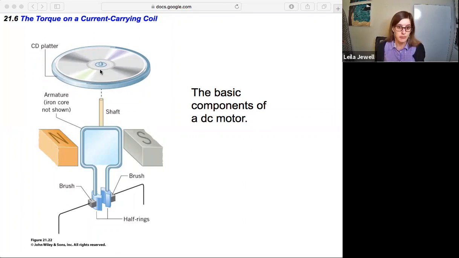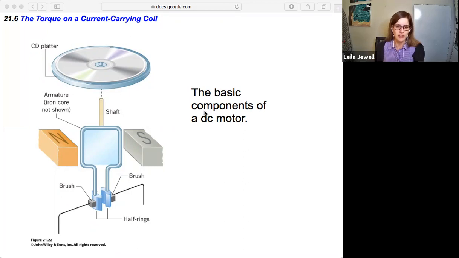A CD player, right? That's often powered with a DC motor if you have a Walkman, or in your computer if you still have a DVD drive, or so many other things. Basically, anytime you have something cordless that has motion, the fan in your computer is powered by a DC motor.